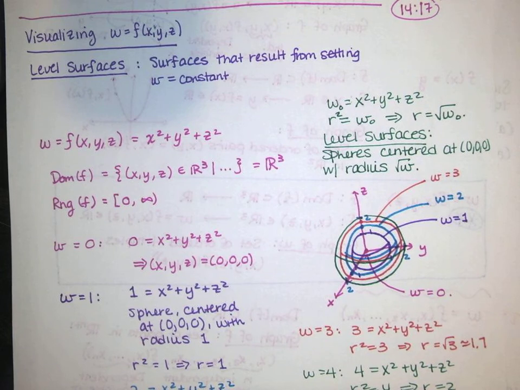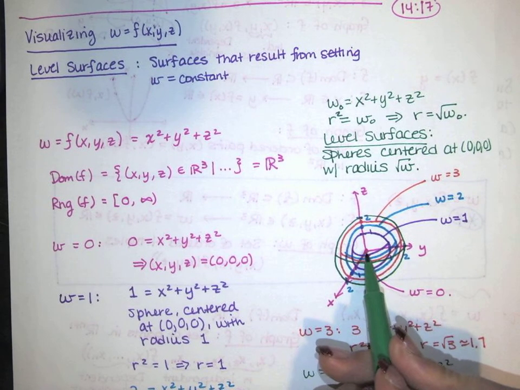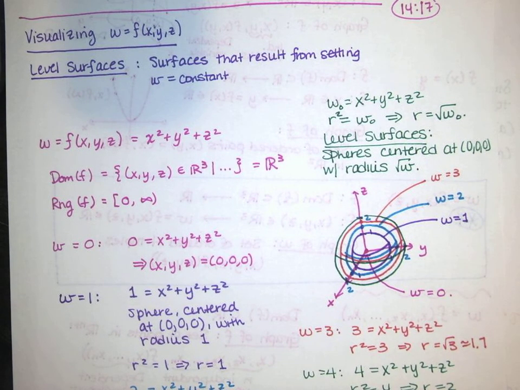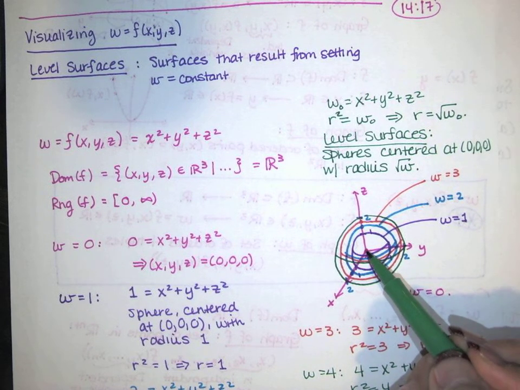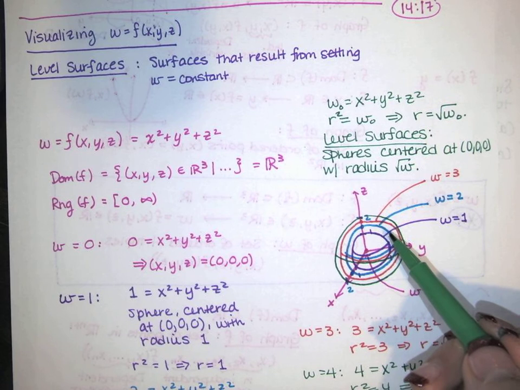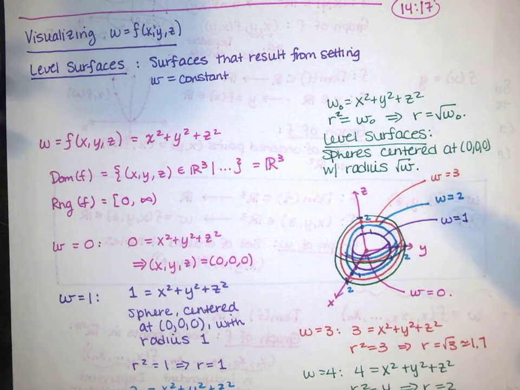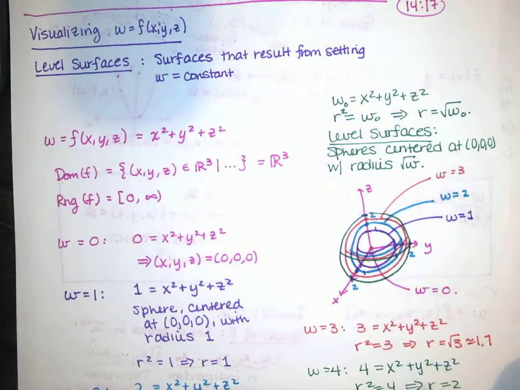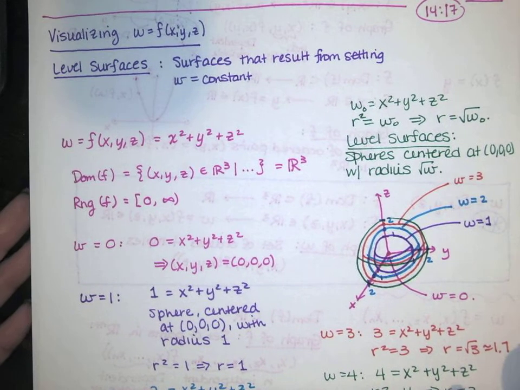And as w increases, those spheres start radiating out. So w goes from 0 to 1 pretty quickly, then from 1 to 2, and then 2 to 3, and then 3 to 4, and they just keep growing and growing like that. Okay, so that's one example of level surfaces.